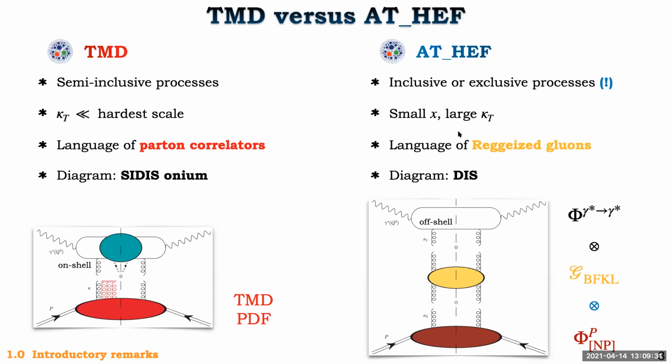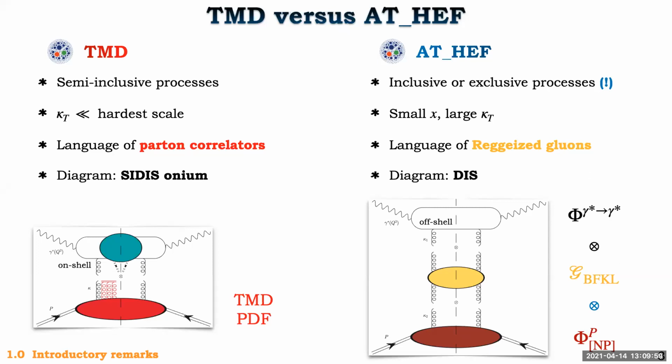And the regime in which we can define and probe this distribution is small x and large kT. There is a difference in the fact that here we consider no longer the parton correlator language but the diagrammatic approach in terms of Reggeized gluons. And here, this is a striking feature: even a fully inclusive process like DIS is described in terms of this unintegrated gluon distribution.